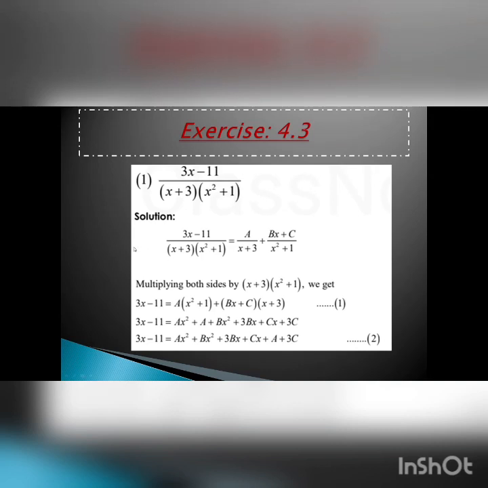Topic, we have to solve questions from exercise 4.3. It is question number 1: (3x minus 11) divided by (x plus 3)(x square plus 1).